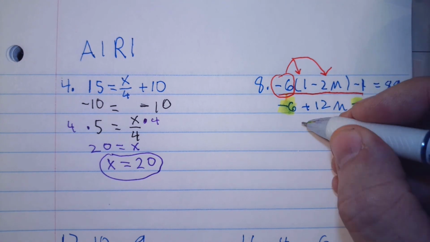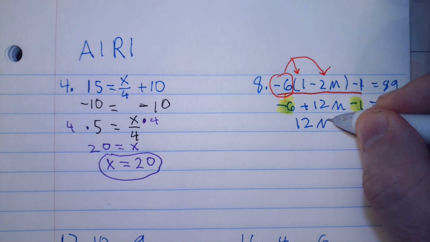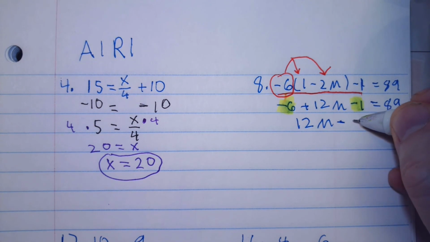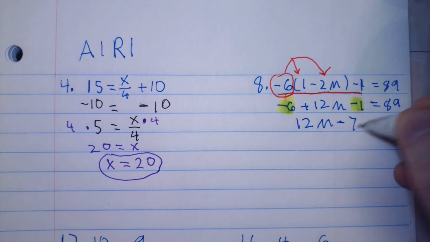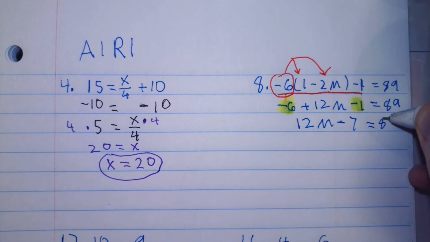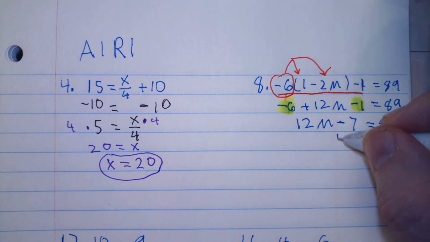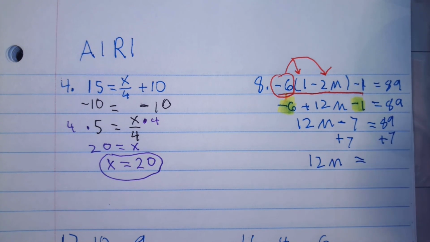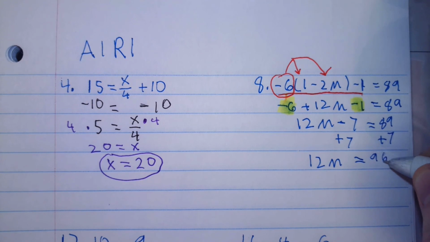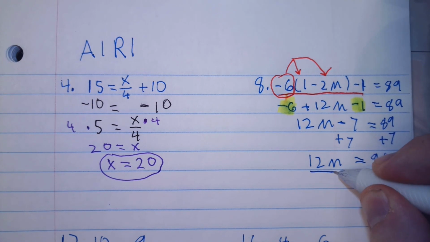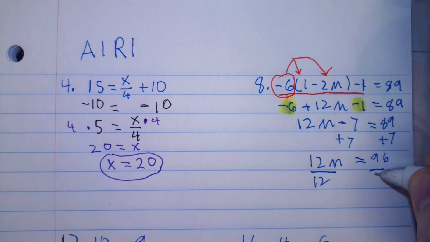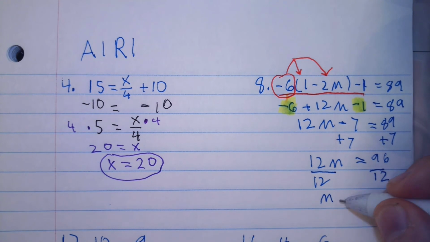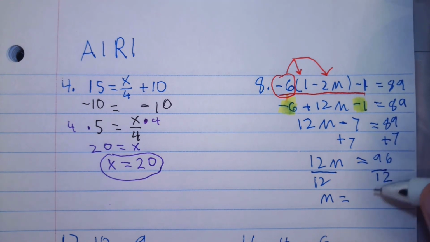So I'm going to simplify that up, rewrite it, 12m minus or plus a negative, whatever you want to do, 7. That's going to equal 89. We're going to do the add step, plus 7, so we have 12m equals 96, and we're going to divide both sides by 12, and when you do that correctly, using the computer or your calculator or however you want to do it, you should end up with 8.